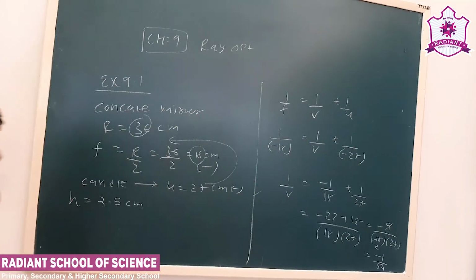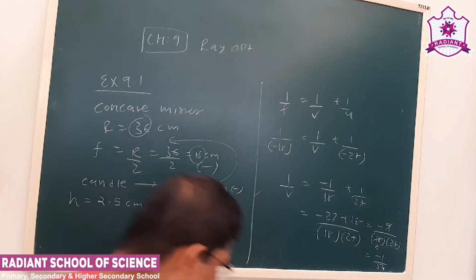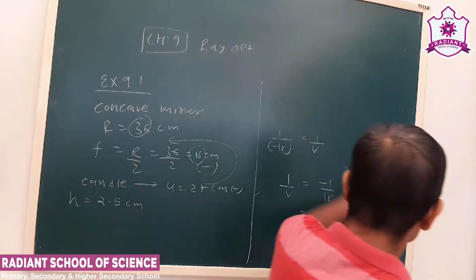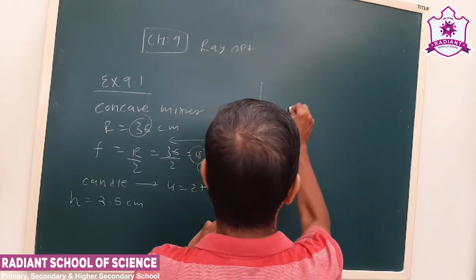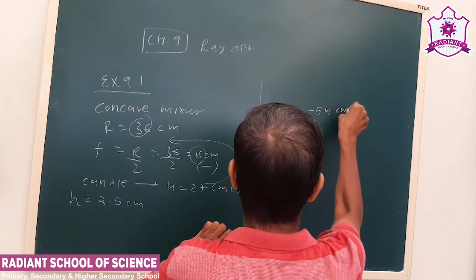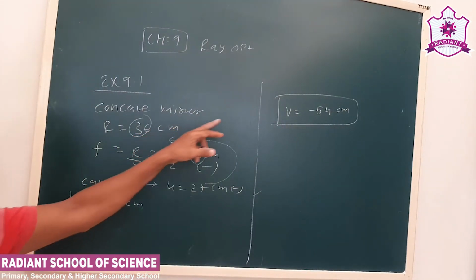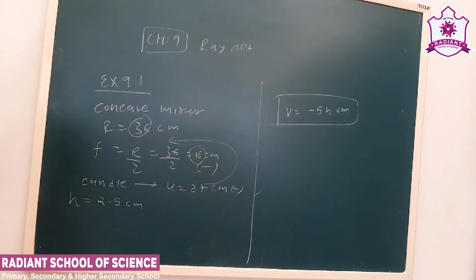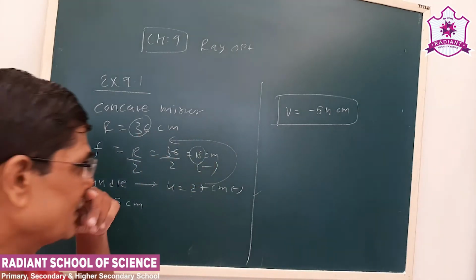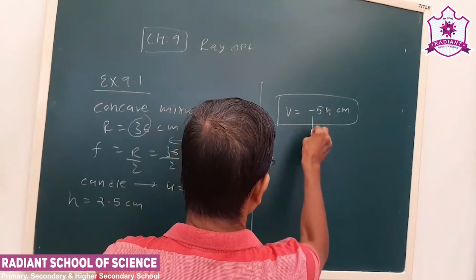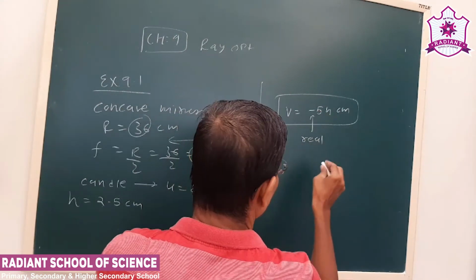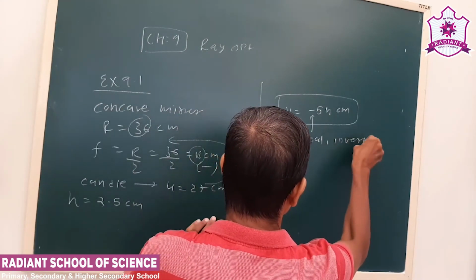So 1 upon V becomes negative, minus 1 upon 54. So V, the image distance, is 54, which is larger than 36, so the image is formed beyond C. Now V is negative, so we say a real image is formed, real and inverted.